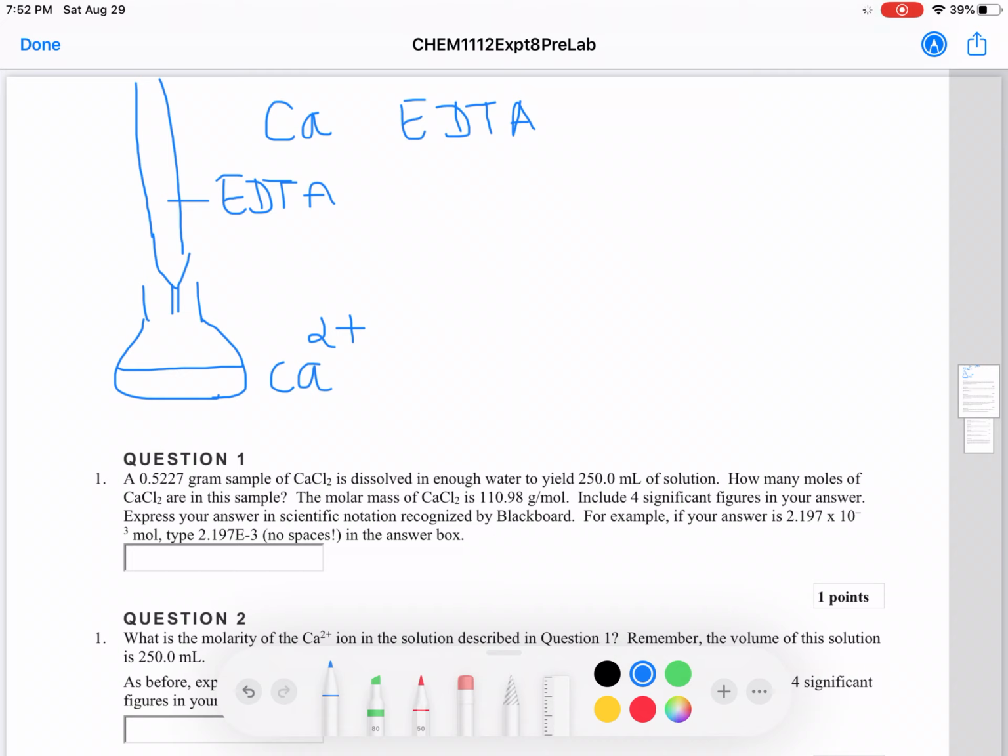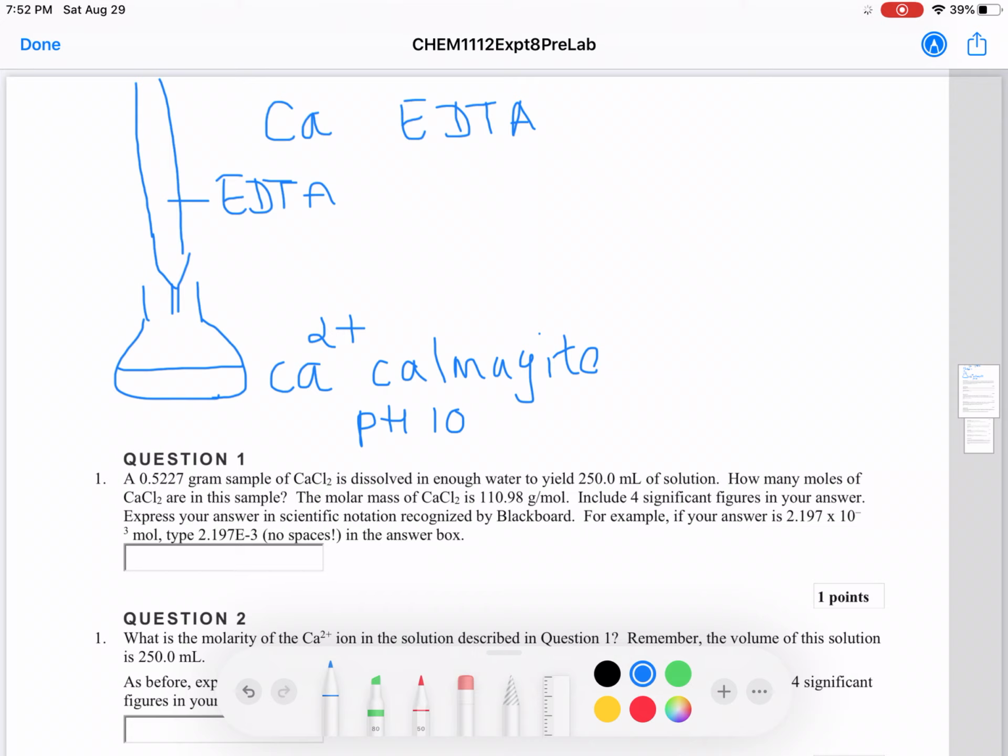So to find the end point, we're going to be using an indicator. The indicator is called Calmagite. You're going to be adding a few drops of the indicator, and this indicator works well at a higher pH. So you're also going to be adding a pH 10 buffer. That pH 10 buffer contains ammonia, ammonium hydroxide.